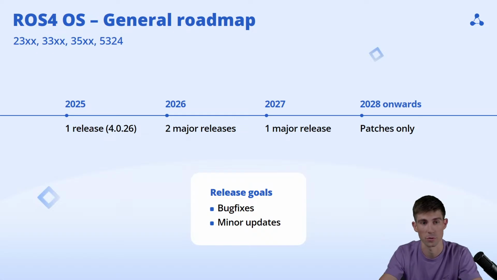It's going to be version 4.0.26 at the very end of December this year. So this is briefly what we are doing with ROS4, and the further significant improvements, and actually most of the improvement, would go into the ROS6 operating system.